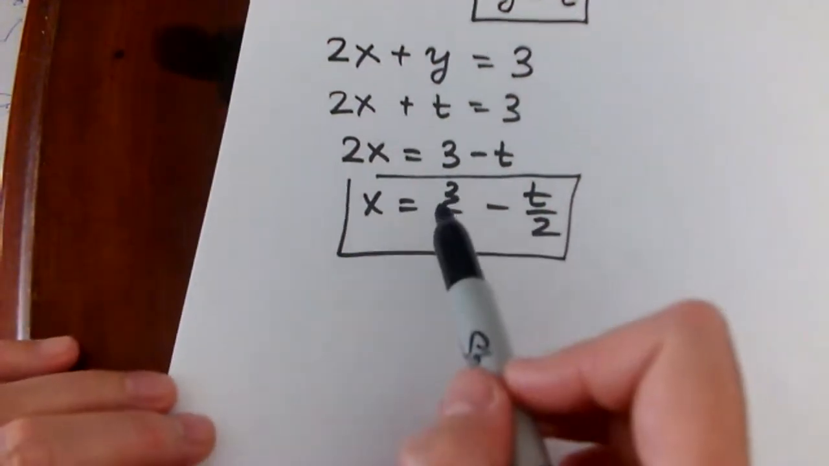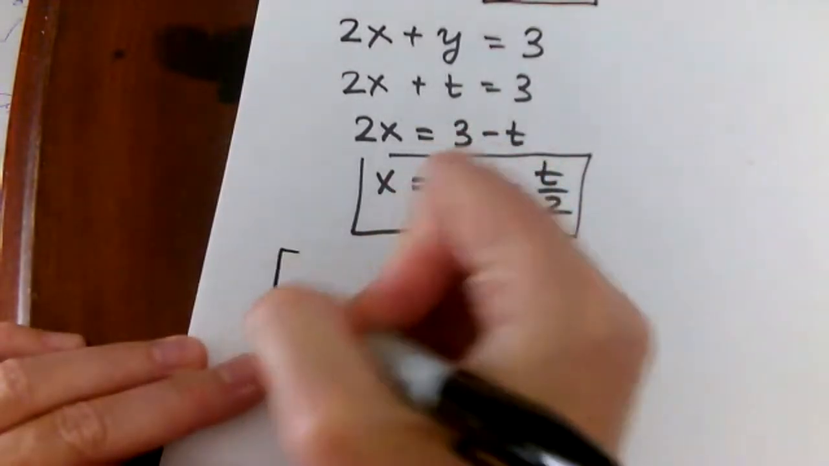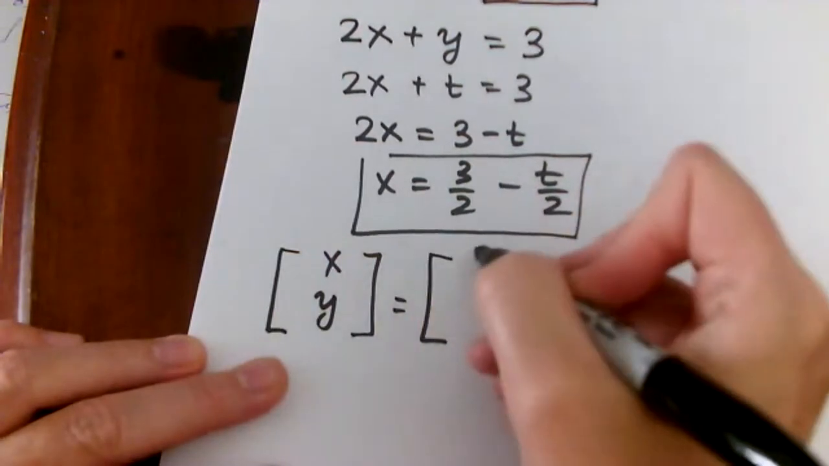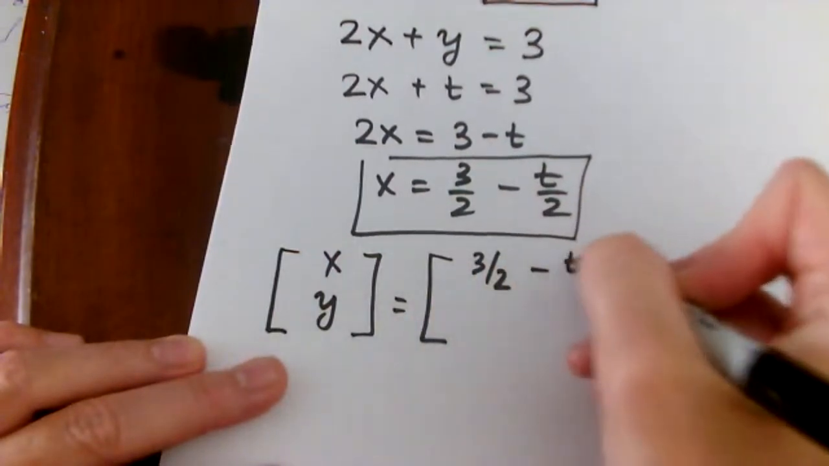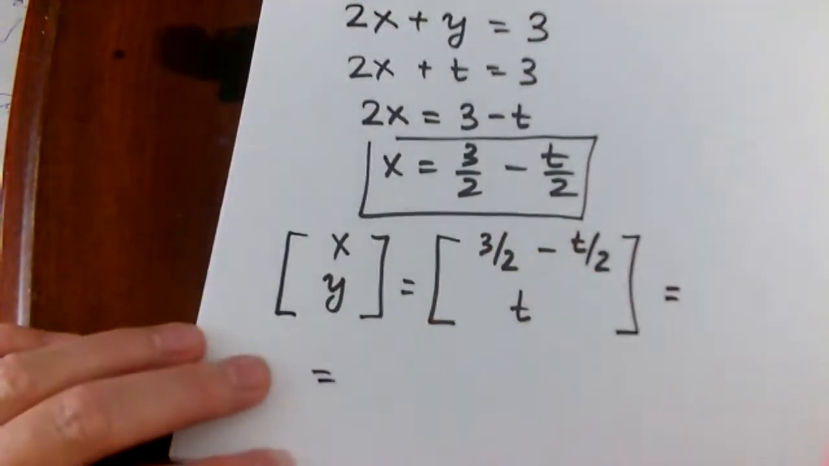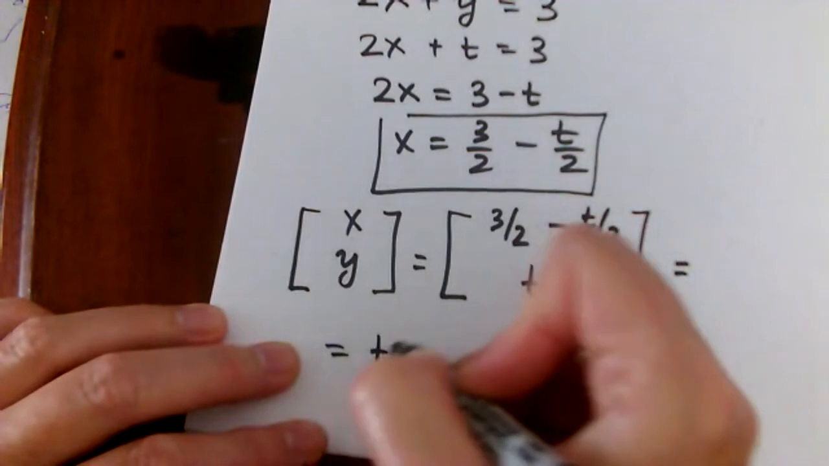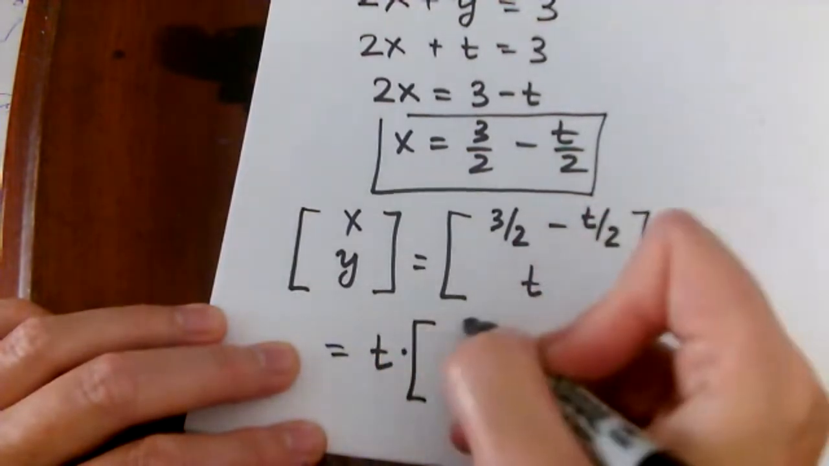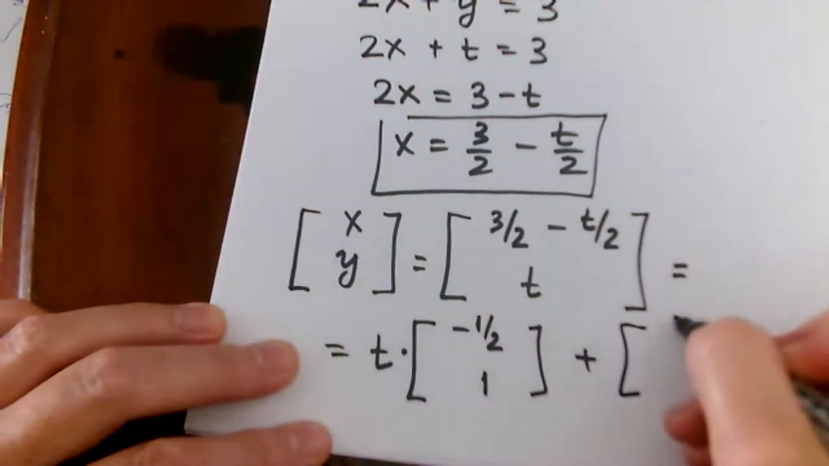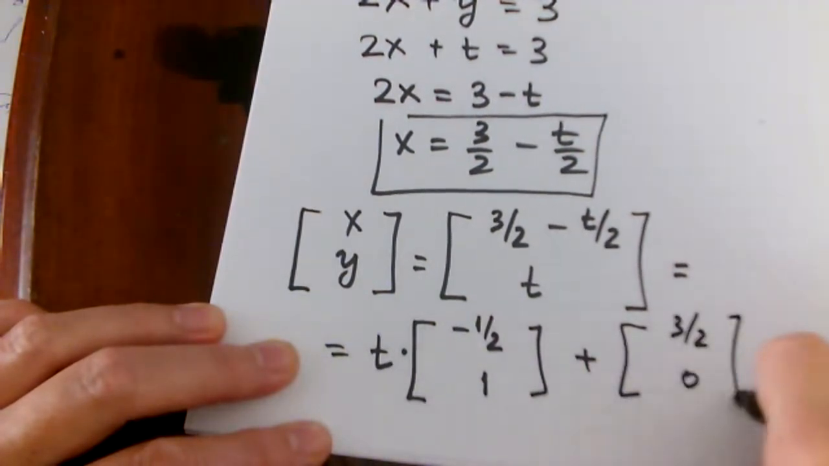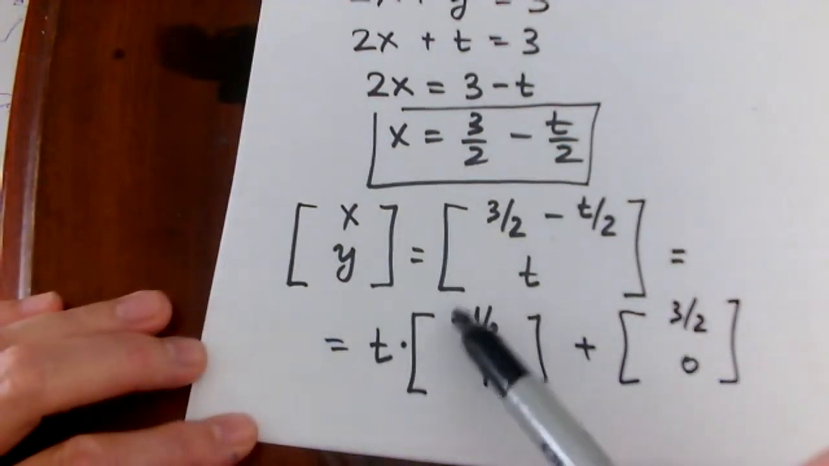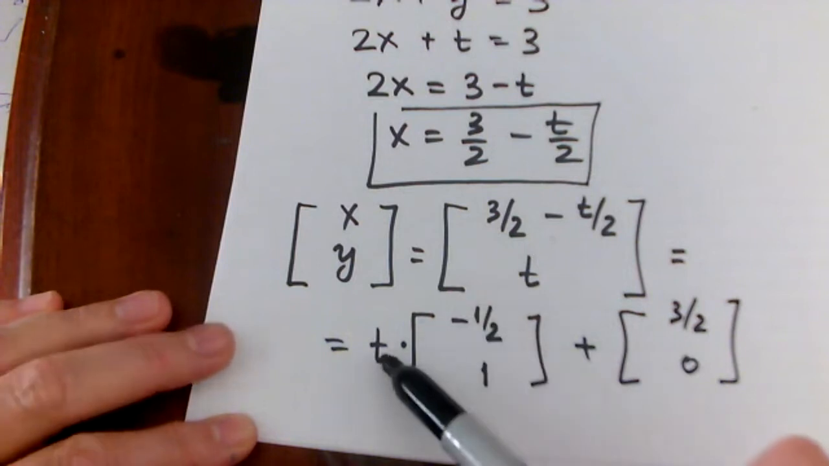Okay, so what was our next step? Our next step was just to write the answer. This time it will be a column consisting of 2 components only. So x is equal to 3 over 2 minus t over 2, and y was t. And just as before, we need to split this into 2 columns. So t has coefficients minus 1/2 and 1 here, and plus 3 divided by 2 and 0.